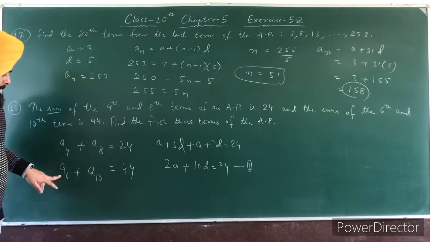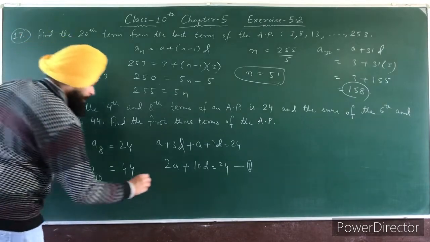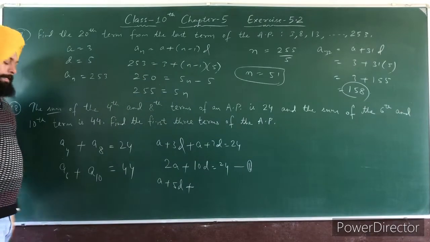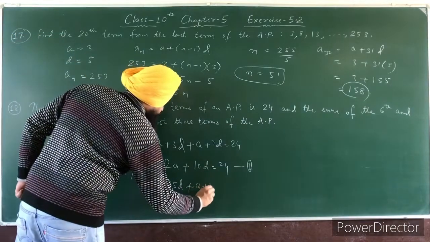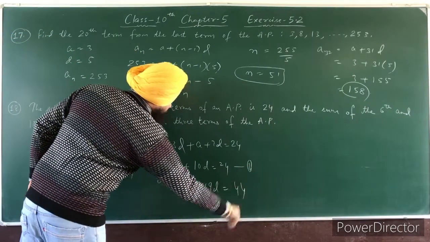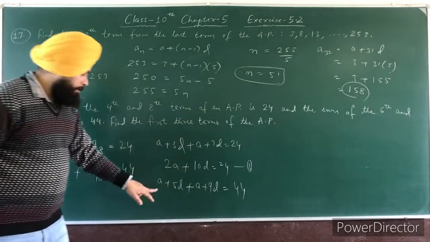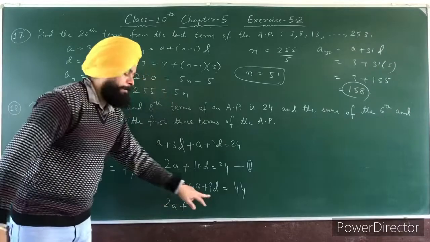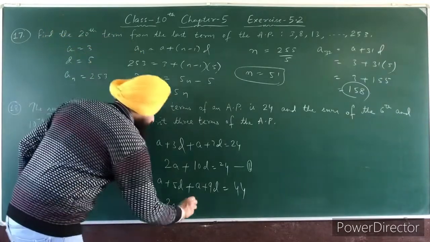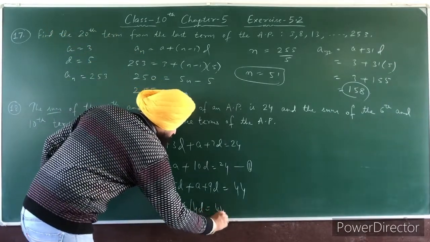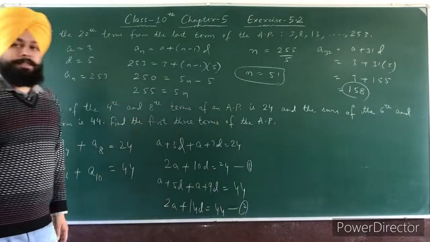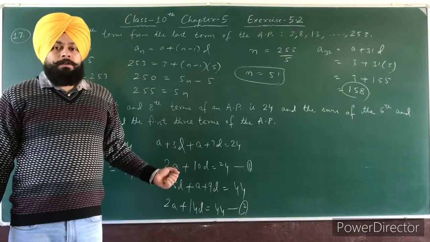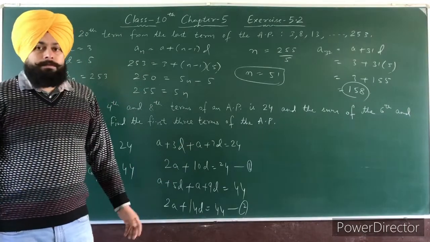Now solve the second condition. A6 is written as A plus 5D and A10 is written as A plus 9D. And the sum is given as 44. Now again solve this. A plus A is 2A. 5D plus 9D is 14D, is equal to 44. Take this as equation number 2. Now we are solving equations 1 and 2 by the elimination method. Clear students?